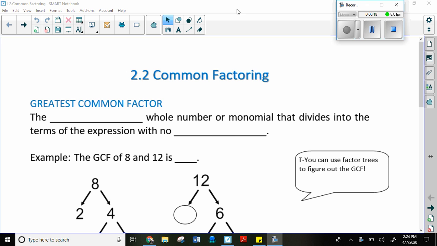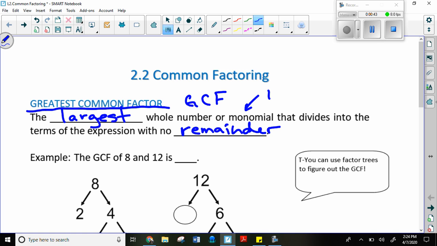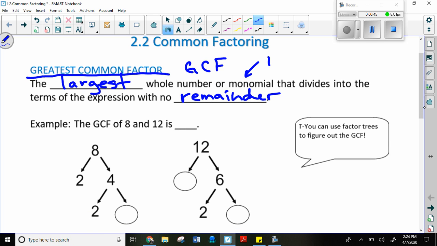Okay, so a greatest common factor, sometimes known as a GCF, is the largest whole number or monomial. Remember, mono means one, that divides into the terms of an expression with no remainder. We don't really work with remainders anymore. That was more of a long division thing. But if you've got a decimal point, that means that there was a remainder. So the example here, we've got the greatest common factor of these two numbers.